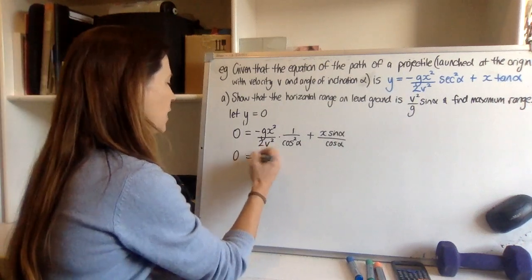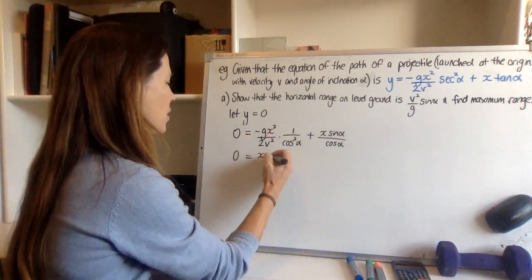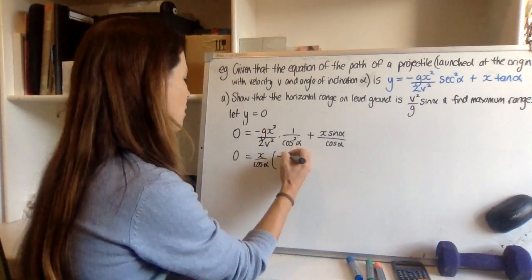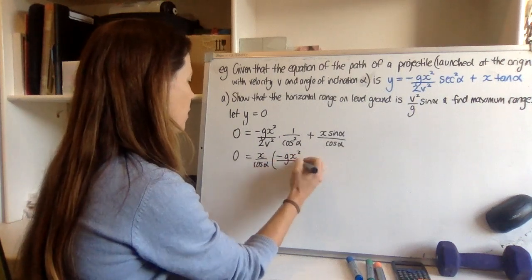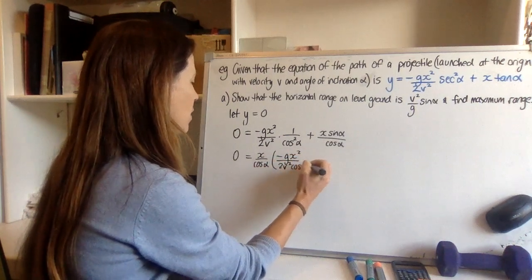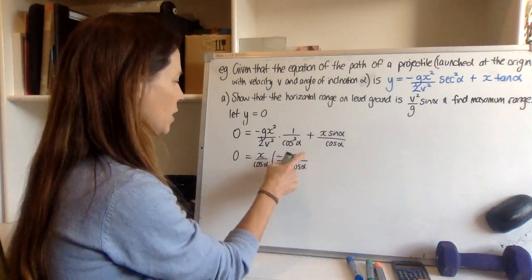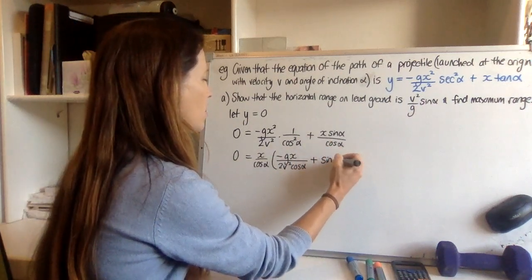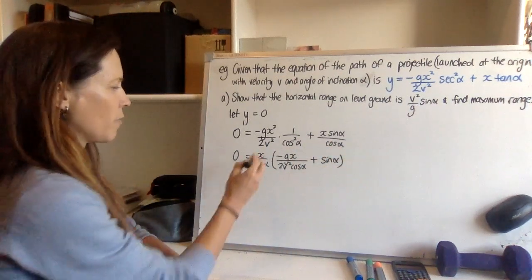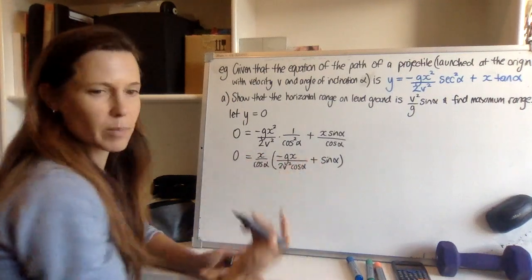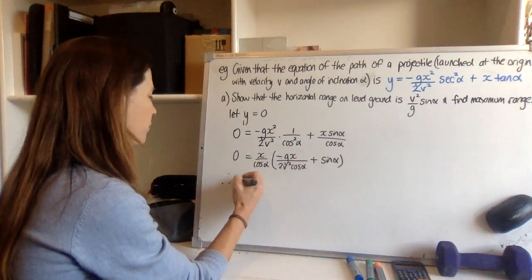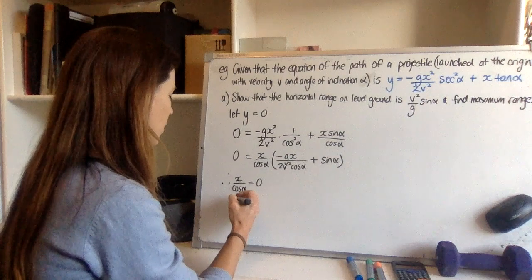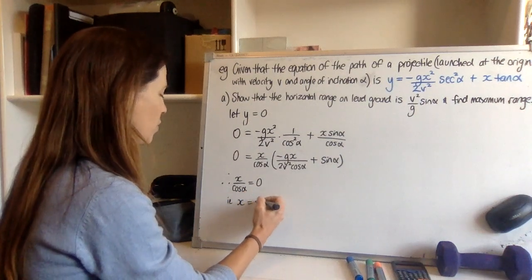Then on the next line, I can clearly bring an x over cos alpha out the front, and that leaves me with here minus g x on 2v squared cos alpha, which is a bit of a mouthful. Sorry, not x squared, just an x. And then over here I've brought those two terms out, so all I'm left with is this one. So now I can see that if something multiplied by something else is 0, one of the parts must have been 0. So therefore x over cos alpha is equal to 0, in which case x would be 0.